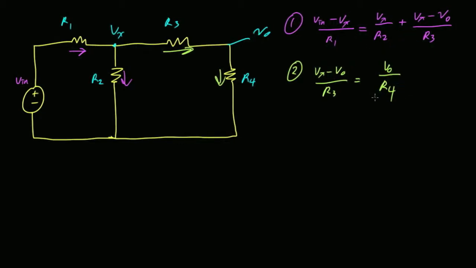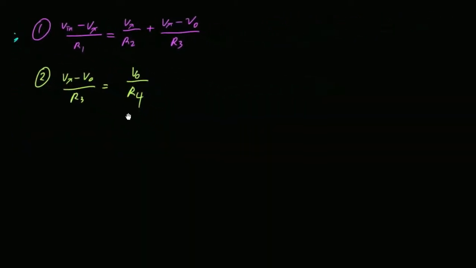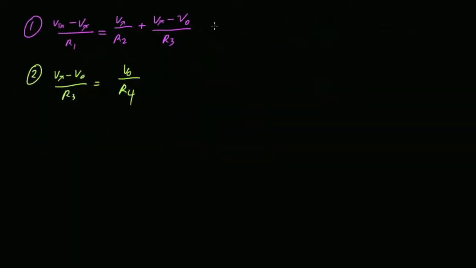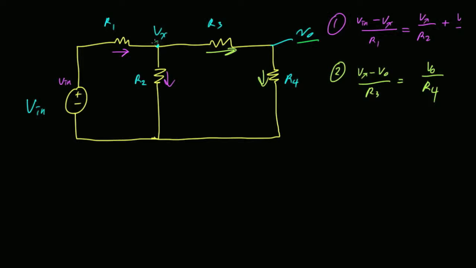Let's see here. What are my unknowns? Let me just start with that. What are my unknowns, and what are my givens? Is V out an unknown? Vx? Yeah. What about V in? No, I'm supplying that.